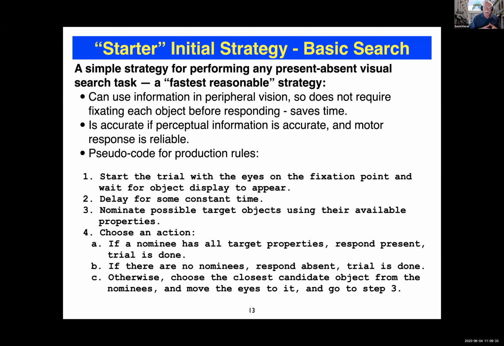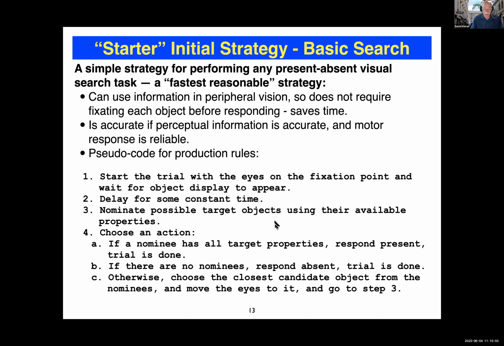Here's the starter initial strategy called the basic search strategy. It performs any present-absent visual search task, and it's a fastest reasonable strategy. It's fast because it doesn't require that you fixate each object before responding, which saves time. It can do that because it uses information in peripheral vision. And the strategy itself won't be responsible for any errors. The only errors come from messed up perceptual information or one of those action slips.